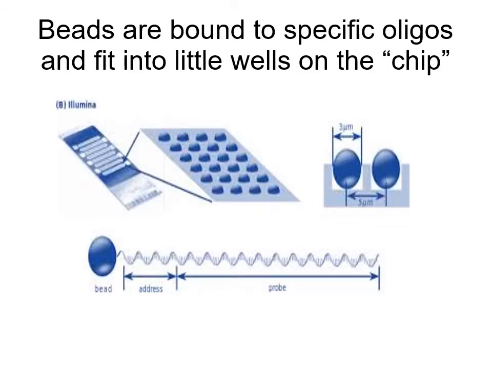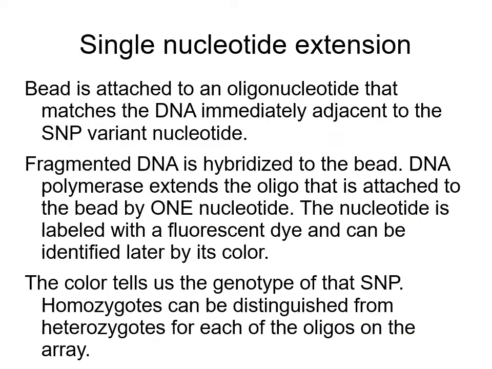Okay, so the way this approach works is using these teeny little beads, which are very, very small, and they're embedded in a silicon wafer. And each of those beads is coated with specific oligonucleotides, whose job it is to detect particular SNPs at particular loci. So each probe is designed to determine the genotype at one of those millions and millions of SNPs. Okay, so the oligonucleotide matches the DNA immediately adjacent to the SNP variant nucleotide, and that's kind of key to this particular type of microarray.